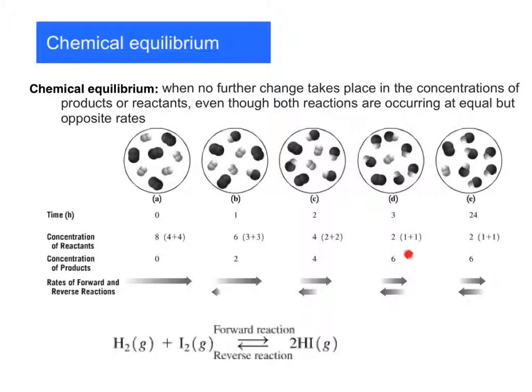2 reactants left and 6 products. So we have 6 HIs, and then we have 1 each of the H2 and the I2. Even if we let that sit for a while longer, up to 24 hours, those concentrations don't change. These numbers are the same, and these two numbers are the same, and you can see that the rates haven't changed either. That's the way equilibrium works. It will change until it gets to the point where the forward and reverse rates are equal but in opposite directions, and then the concentrations of our products and reactants will no longer change.